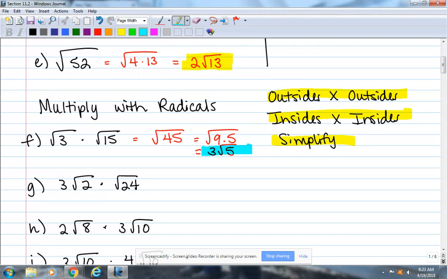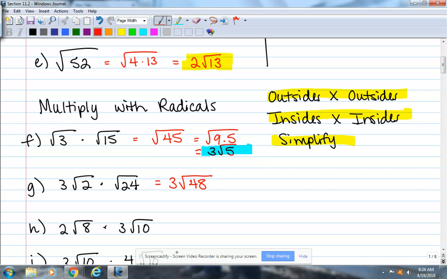So problem G says 3 radical 2 times radical 24. So the 3 doesn't have another outside term, does it? Well, technically it's a 1. So 3 times 1 is 3. So it's just 3 on the outside. And then you multiply your two insides together. So what's 2 times 24? 48. So I've got 3 radical 48.